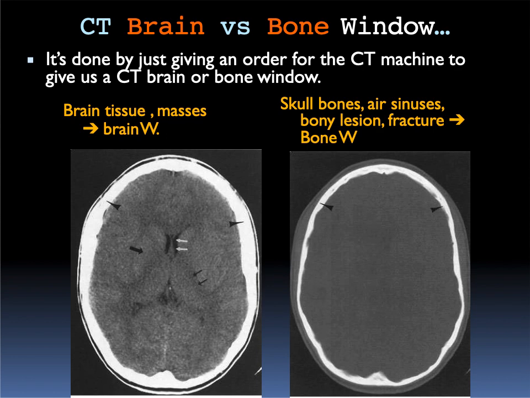Details you cannot see on your right side, but with the bone window, details of the bone you can see, and any lesion inside or fracture.